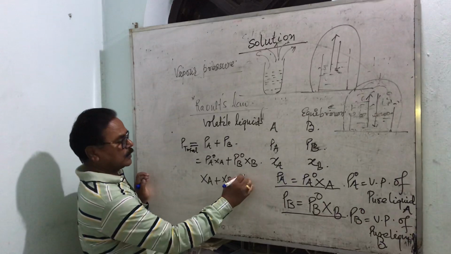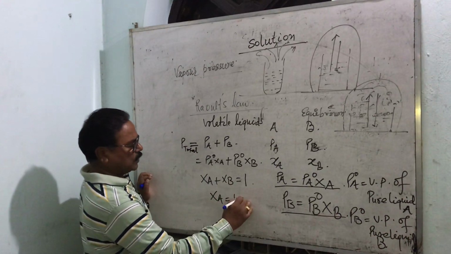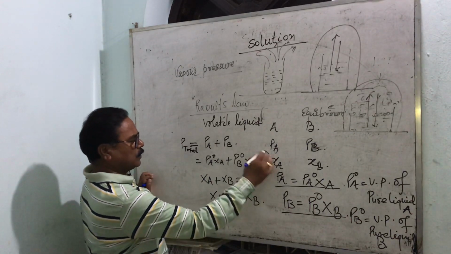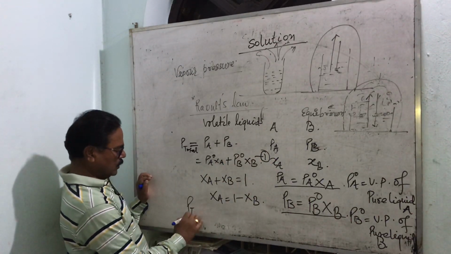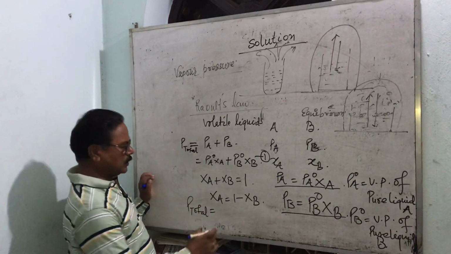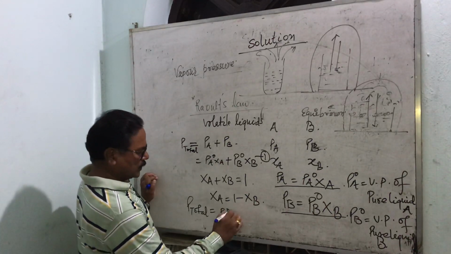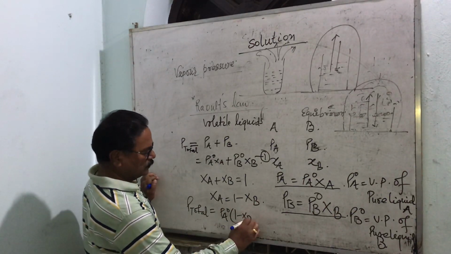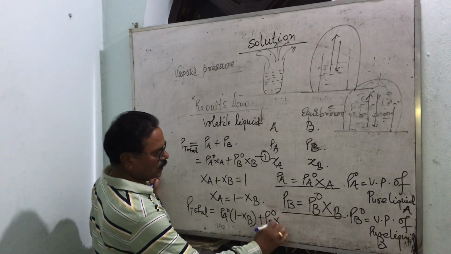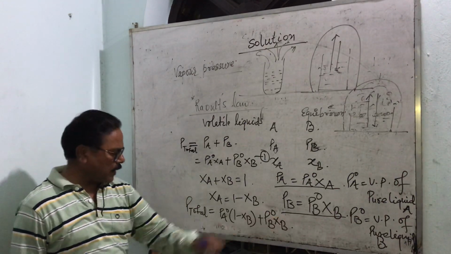XA plus XB is equal to 1. So if we put XA, then it is 1 minus XB. So put the value in equation 1 for P total. This P total means the total pressure of the solution. So we put PA naught, put the value of XA here, 1 minus XB, and this is plus PB naught, and this one is XB. This one is PB naught into XB.